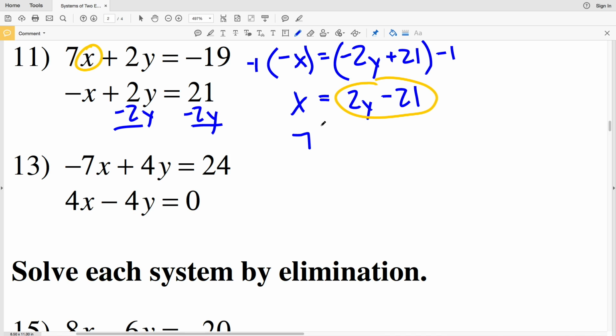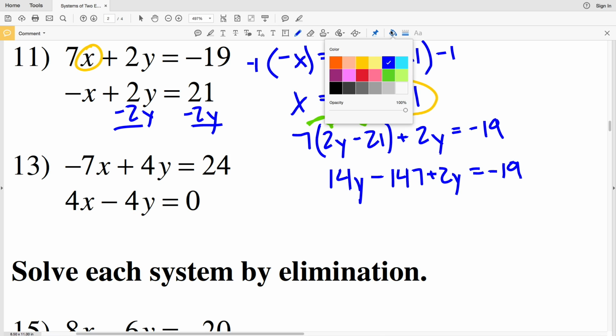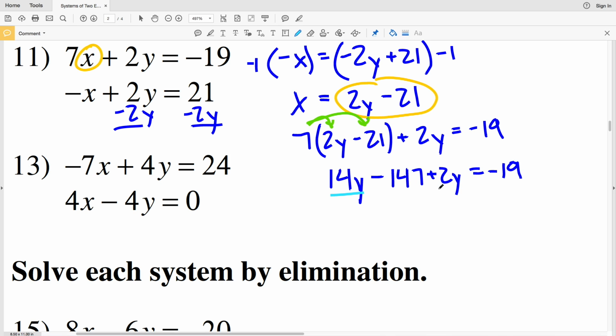So we'll have 7 times 2y minus 21 plus 2y equal to negative 19. I have to distribute the 7 to both the 2y and the 21. 7 times 2y is 14y, and then I'll be subtracting 7 times 21, which is 147, and then adding 2y to that quantity to get negative 19. So combining my like terms, I'll combine 14y and 2y together, and then I'll also add 147 to both sides.